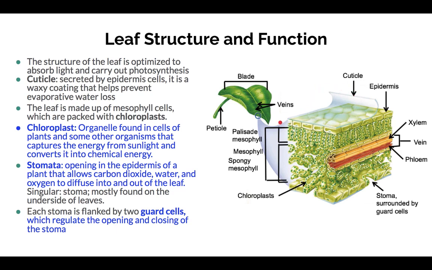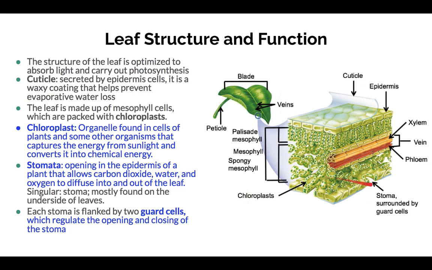The leaf is made up of mesophyll cells. So right here are the different layers of mesophyll, and they are packed with chloroplasts. And here you can see all these little chloroplasts. The chloroplast is an organelle found in cells of plants and some other organisms that captures the energy from sunlight and converts it into chemical energy.